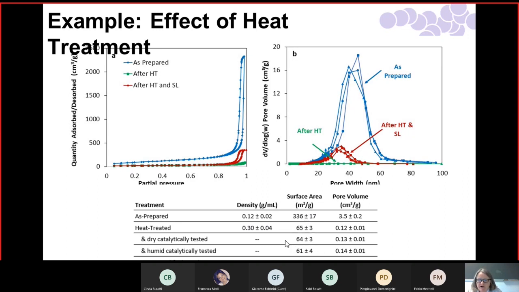And then surprisingly, we still cannot explain this result, but after we heat treat it, we then put it in slightly acidic water, and then we let it dry, and it gets back some of the pore volume. We don't know why. It's an unexpected result. It still has a low surface area. You can see that here.